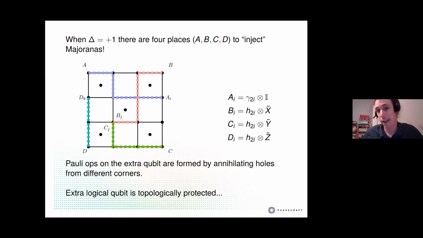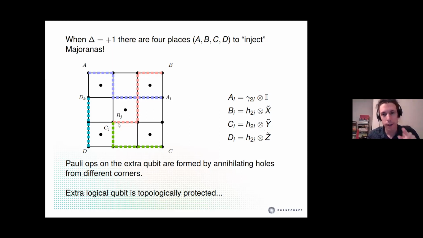So now let's go to the case where the parity is +1. Now there are 4 places to inject a Majorana operator, right? And so how should we make sense of this? Well, if we look at the way that these Majorana operators commute or anti-commute, it turns out that the sensible way to identify these things is to choose one of the corner operators as the canonical Majorana. And then the other 3 are going to be hole operators tensored with some logical Pauli operator in this additional qubit degree of freedom.